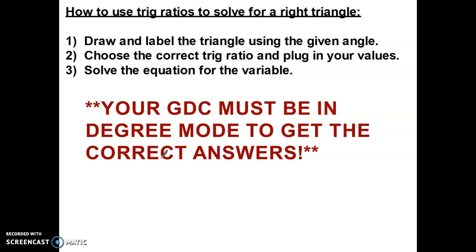So when I clear your calculator for the test, you're going to have to remember to turn degrees on. So just like you're going to have to go through and turn diagnostics on, you're going to have to turn degrees on as well before you begin the test.